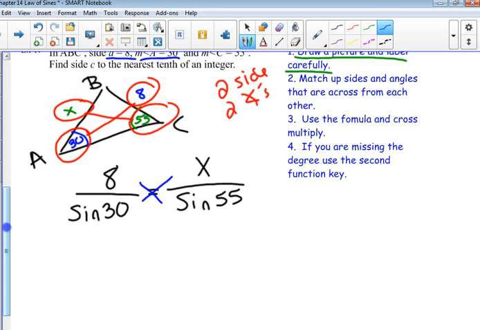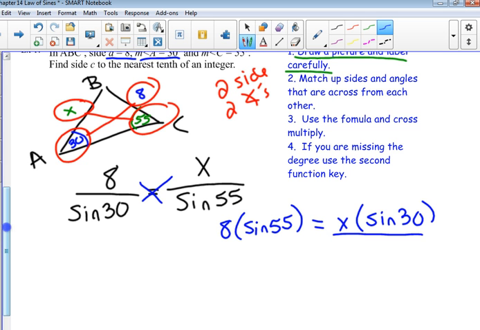All right, you still have two fractions and an equal sign, so cross multiply, and we're going to take 8 times sine 55. 8 sine 55 equals, on the other side, x times my sine of 30. And your last step here, how would you guys separate? Division. Good. So we're going to divide by the sine of 30. That's how we're going to get x.